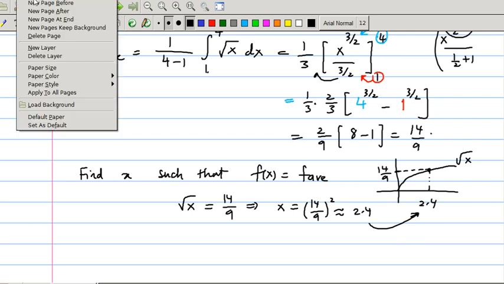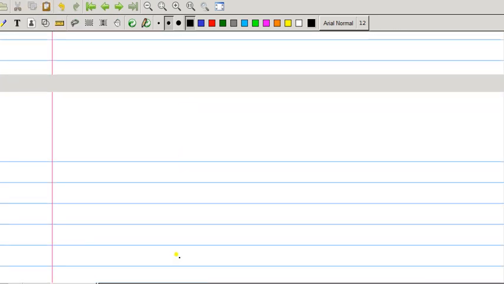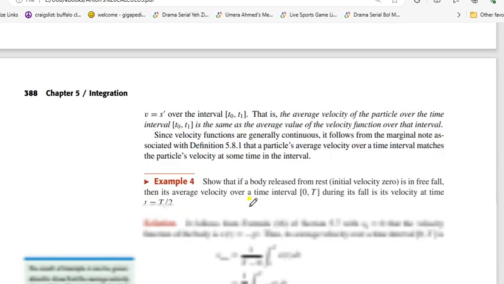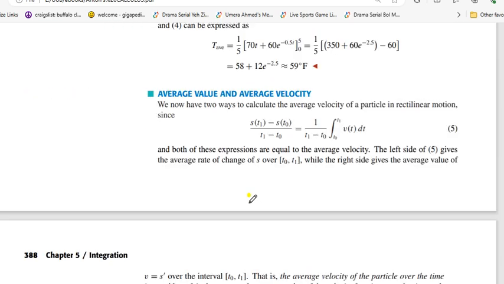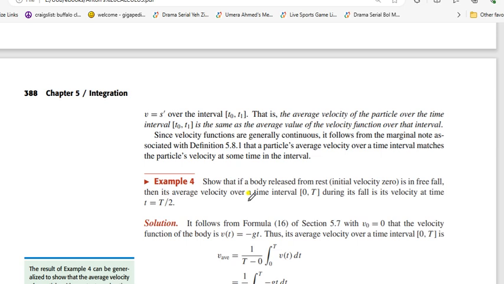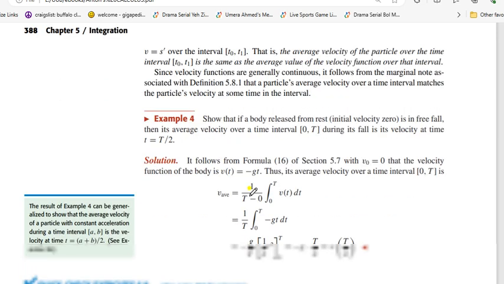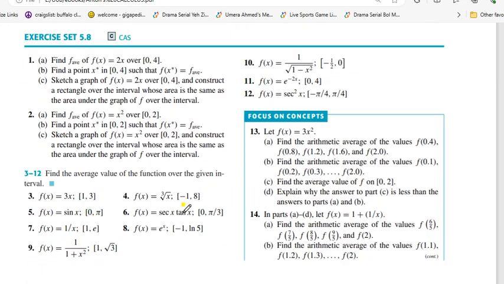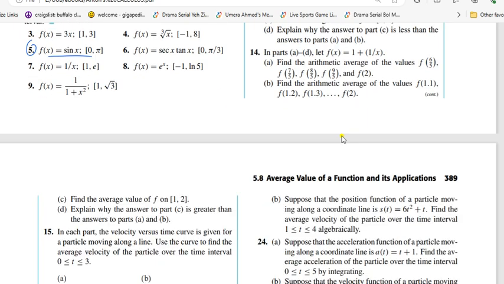Okay, so now this was very easy. Anything else here? So look at this one. These are the questions: find the average value of the function over the interval. So if any interval is given, you can easily find that. For example, question 5, sine x from 0 to pi.